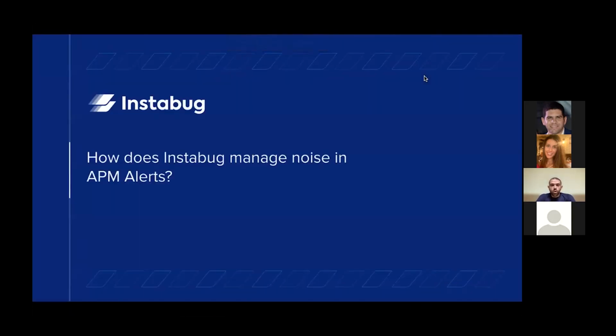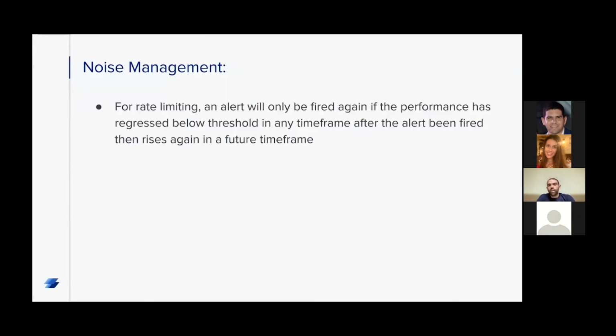Okay, so now we're going to discuss the noise management infrastructure built by Instabug. For rate limiting, an alert will only be fired once again if the performance has regressed after receiving the first alert. For example, if you receive an alert for a certain trace, and the performance regresses and crosses the thresholds once again, you will receive a second alert. But if the performance keeps rising and never regresses, you will only receive the first alert and none more.